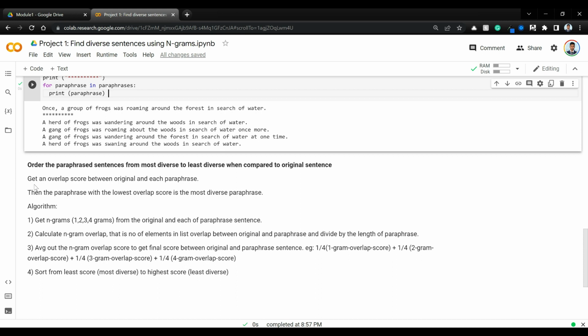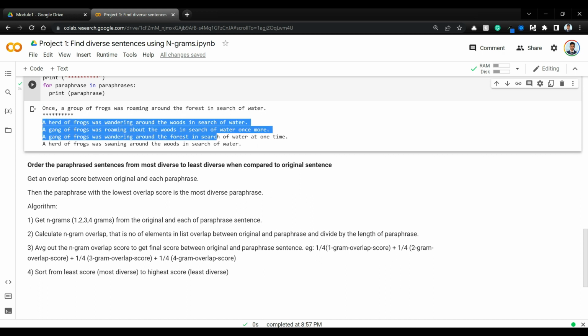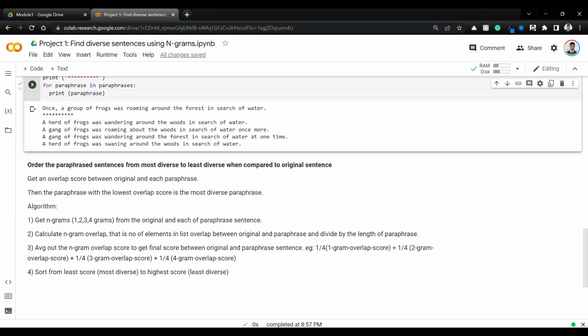So the problem that we have at hand is we have the source sentence and we have 4 different variations, that is the paraphrases of the source sentence, and we want to find the most diverse paraphrase, that is the sentence that is most varied when compared to the original sentence.